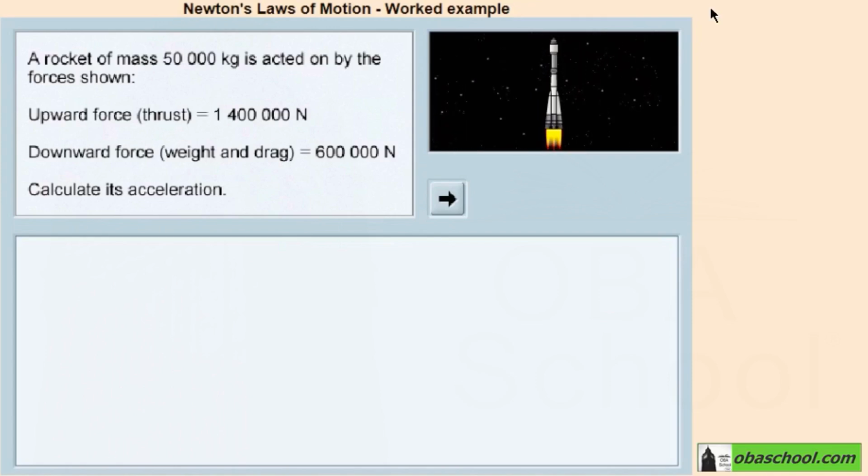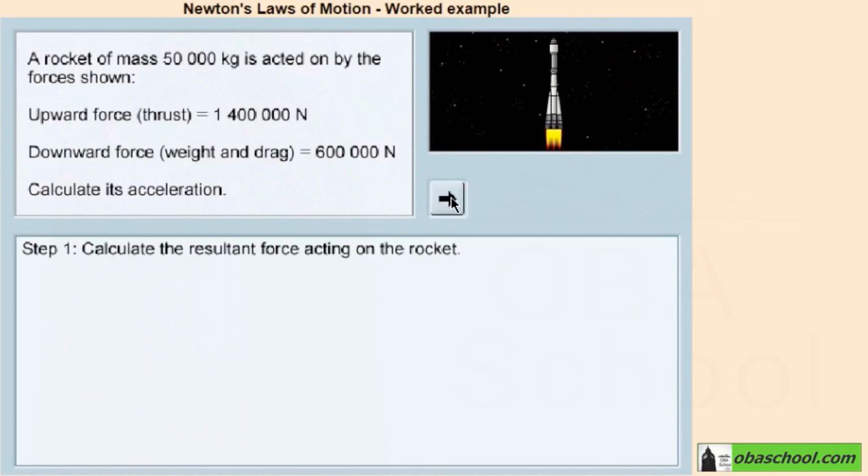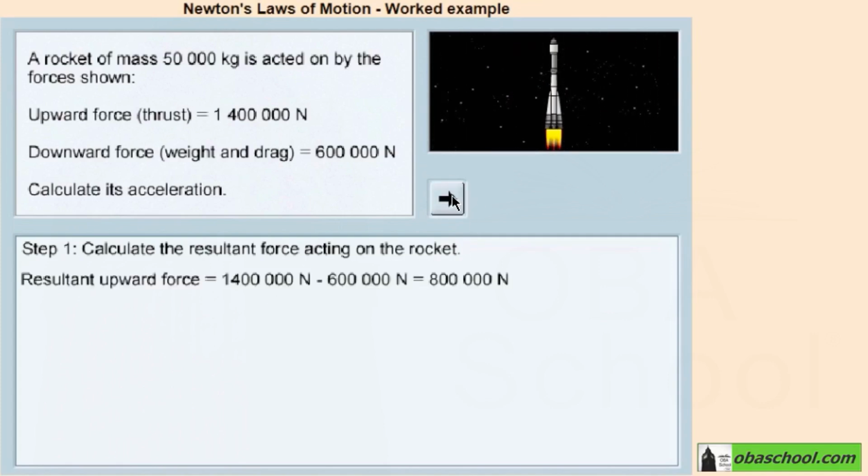Now let's check the answer. First of all, we're going to find the resultant force acting on the rocket. The positive direction is going to be the upward force. So the resultant upward force is equal to the upward force acting on the rocket due to the thrust, subtracted from the downward force acting on the rocket due to the weight and drag.